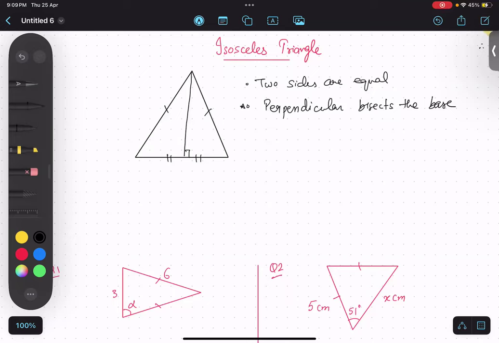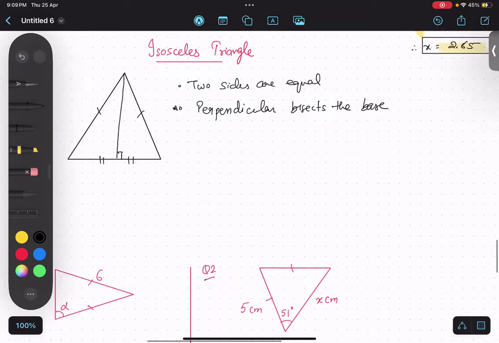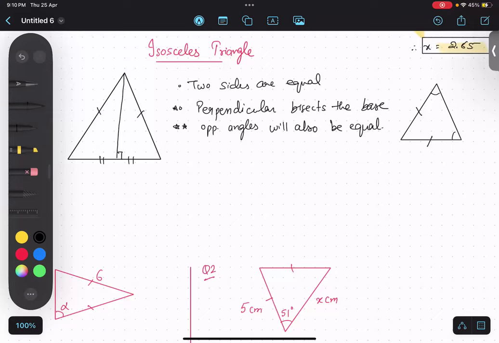Understood this thing? Yeah. Second important point, let me draw the isosceles triangle once again. Let's say these two sides are equal. Now, opposite to these sides, these two angles will also be equal. Remember this thing. Okay, can you just repeat what you said?